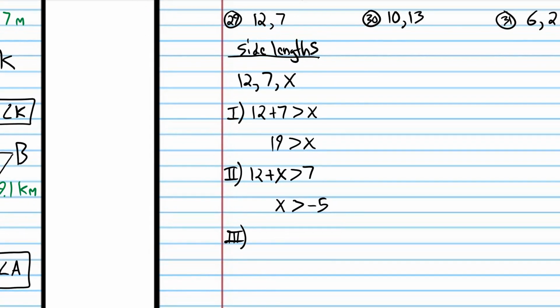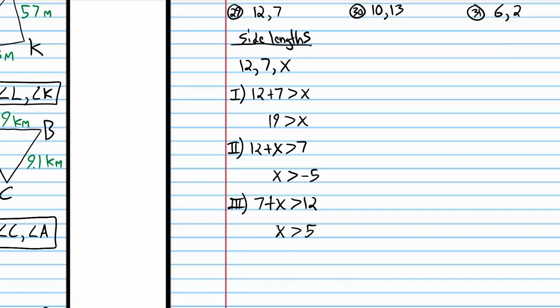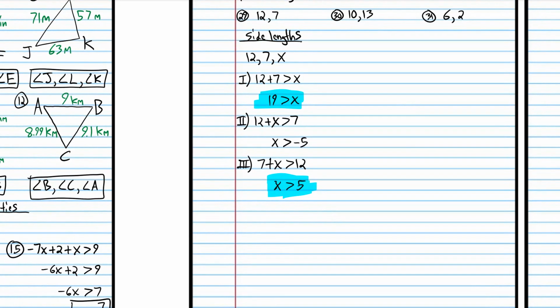So now we're going to do the third inequality. We're going to say 7 plus x must be greater than the third side, 12. And we're going to solve that inequality, subtract 7 from both sides, and we get x must be greater than 5. Now that's useful information. This is useful information, and this is useful information, because now we have bounds on the possible values of x. So now we're going to write the final inequality.